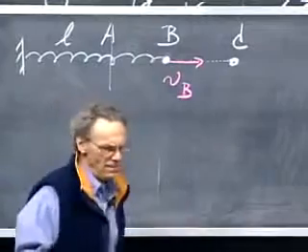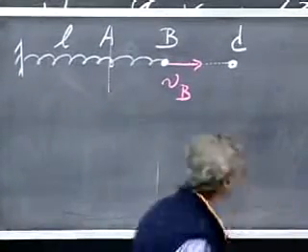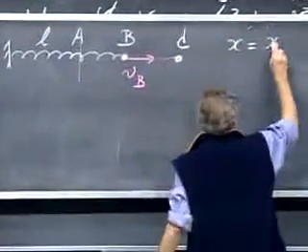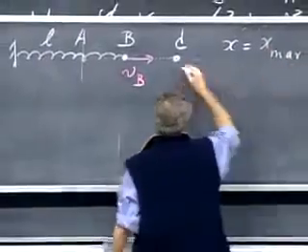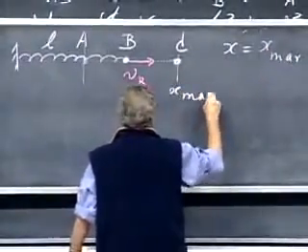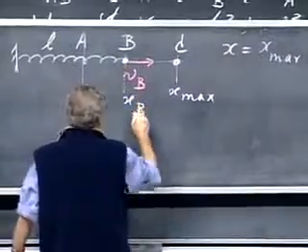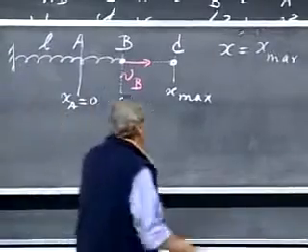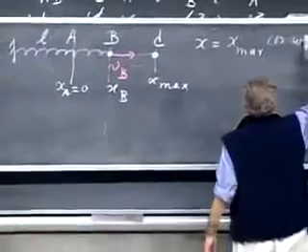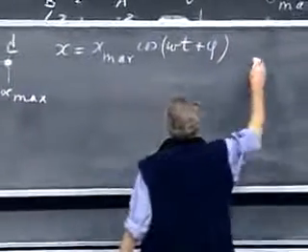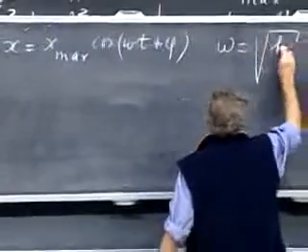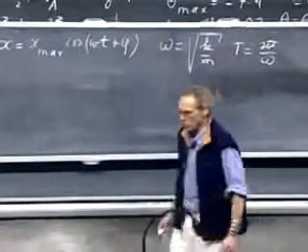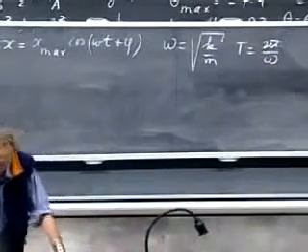Let the spring constant be K, and we know we're going to get a simple harmonic oscillation. At t equals 0, x equals x max. This is going to be x max, this is going to be xB, and this is x of A, which is 0. So we're going to get x max times the cosine of omega t plus phi. Same old story. It's getting pretty boring. Omega equals the square root of k over m, and T equals 2 pi divided by omega. These equations you will not see on your exam.